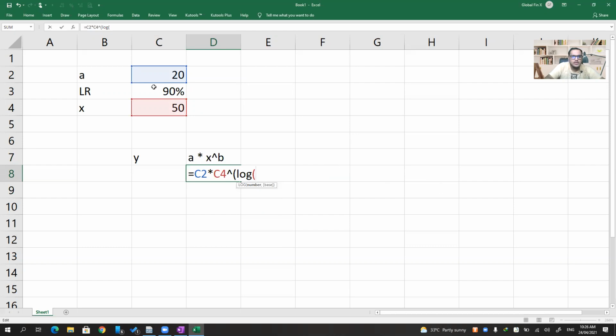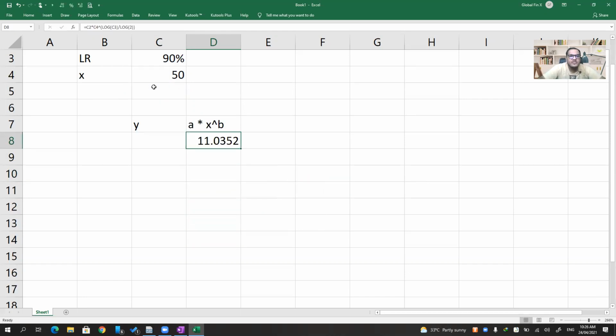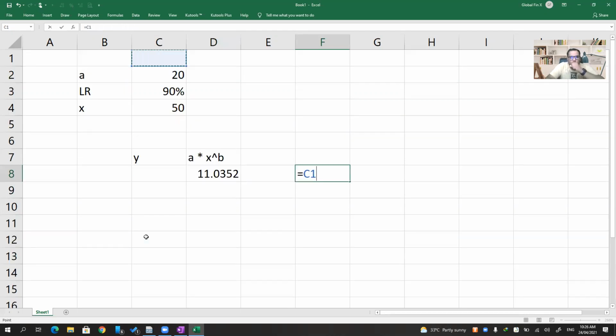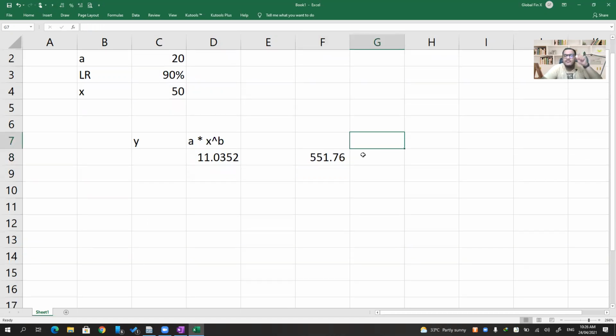Log LR by log 2. Enter. So see here, cumulative average time for 50 units is 11.0352. So total time for 50 units will be 50 into 11.0352. That will take 551.76 minutes.